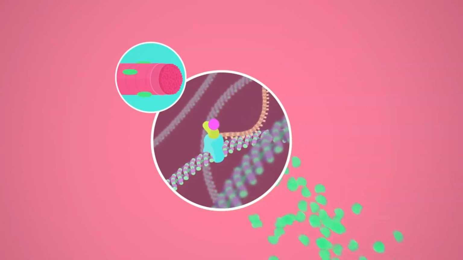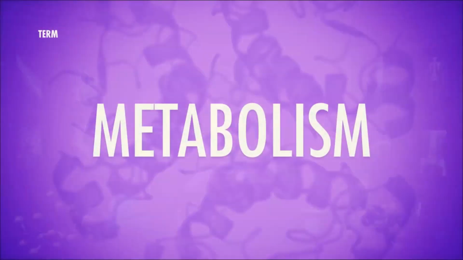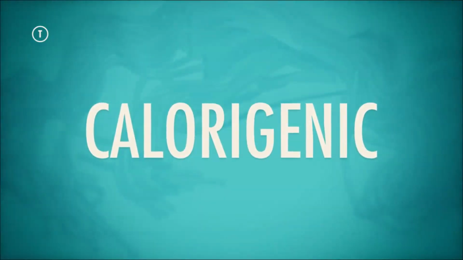With more of these enzymes flowing around, more glucose is being broken up and more ATP is being produced, which is all a long way of describing the process that we call metabolism. But since the thyroid has increased the amount of chemical reactions going on, it also increased the amount of waste heat that's being generated. So this process has a calorogenic or heat-producing effect that helps warm you up.